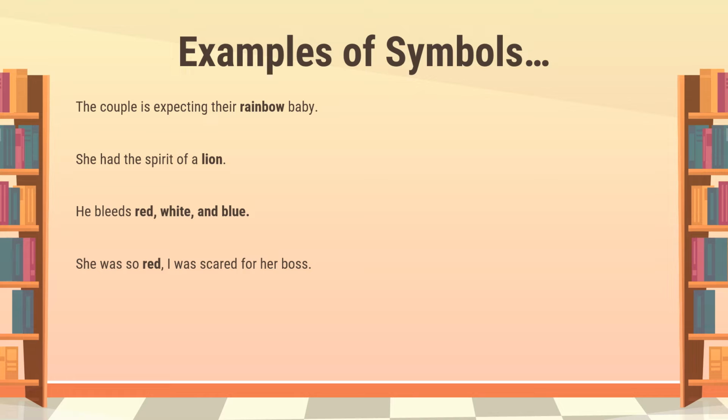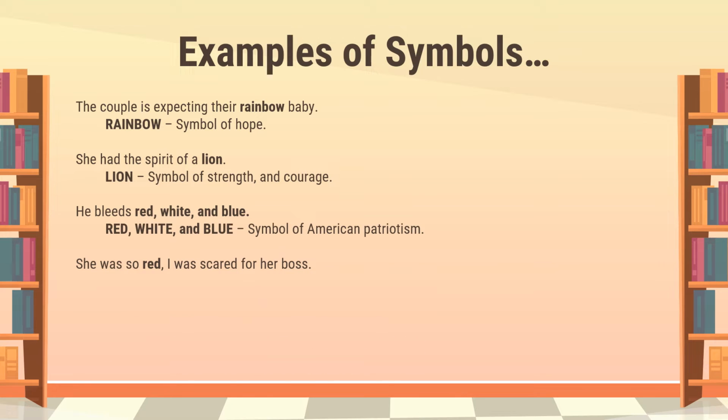Our first one is the couples expecting their rainbow baby. In this case, rainbow would be a symbol of hope. She had the spirit of a lion. For this example, lion would be the symbol of strength or courage. He bleeds red, white, and blue. In this case, red, white, and blue are symbols of American patriotism. She was so red, I was scared for her boss. In this sentence, red would be a symbol of anger.